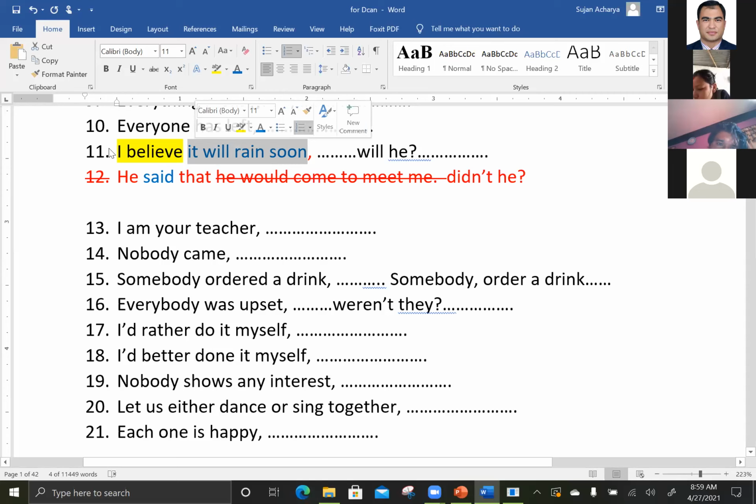Why? Because this is only a sentence part. Just like I believe, I think, I assume. That is only a part of a sentence, not a complete sentence.